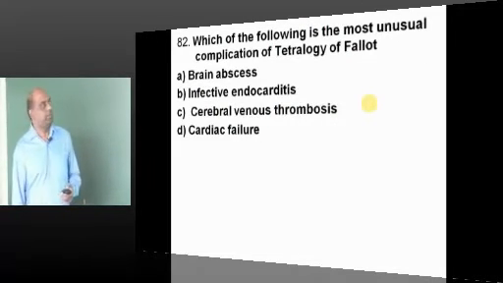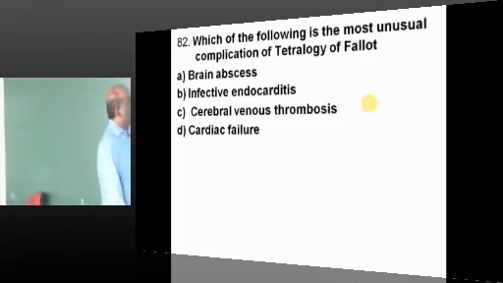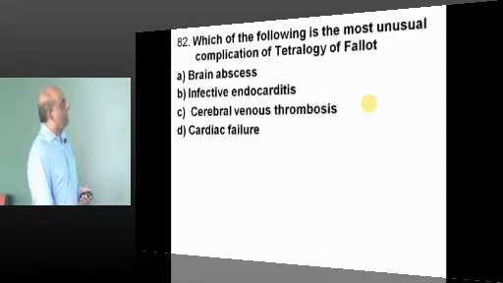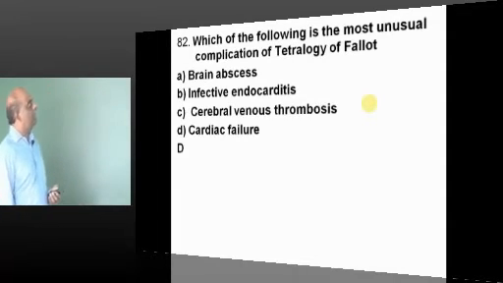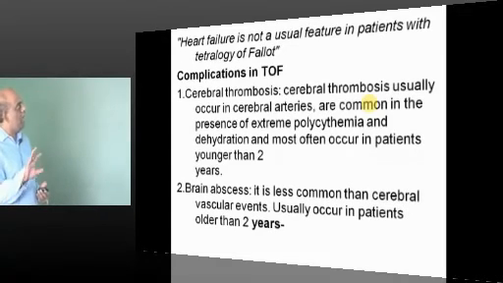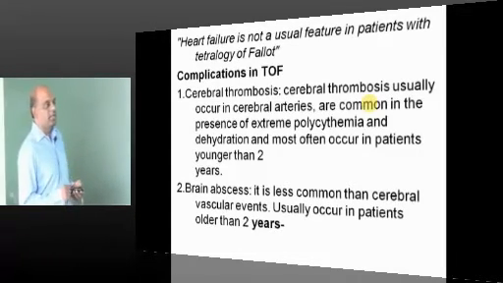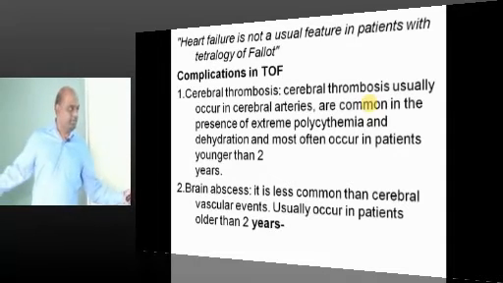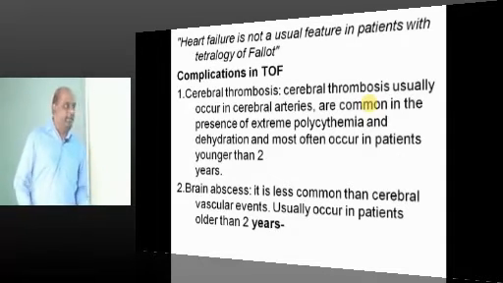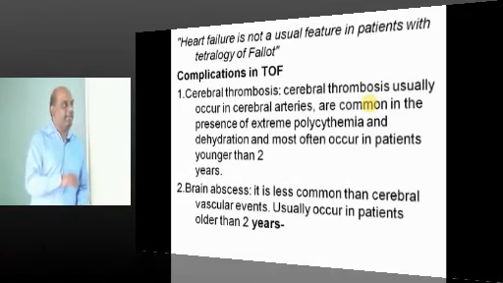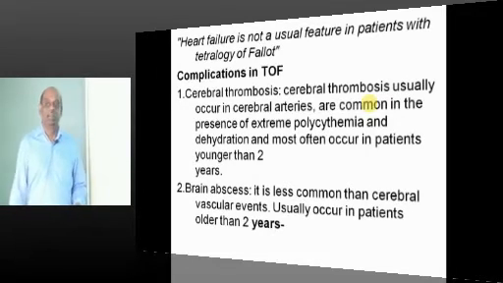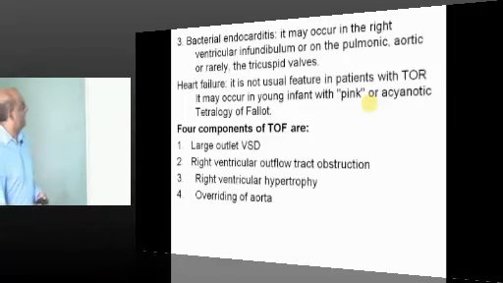Tetralogy of Fallot, what is the unusual complication? Cardiac failure. Cardiac failure basically is not a usual feature of TOF, because the right ventricle blood has many ways to go out. It can go through the VSD, through the overriding aorta, anywhere it can run, so it won't stagnate in the right ventricle. So cardiac failure is unlikely.